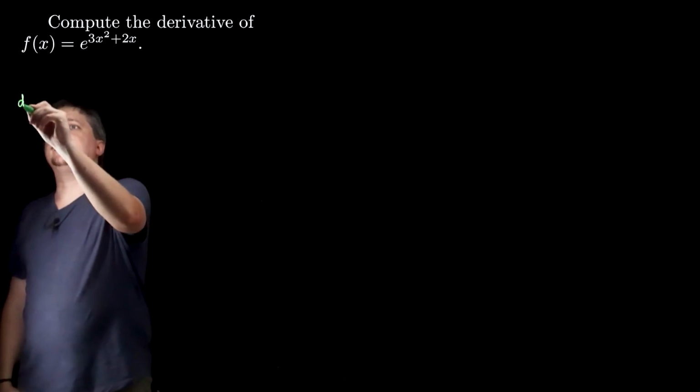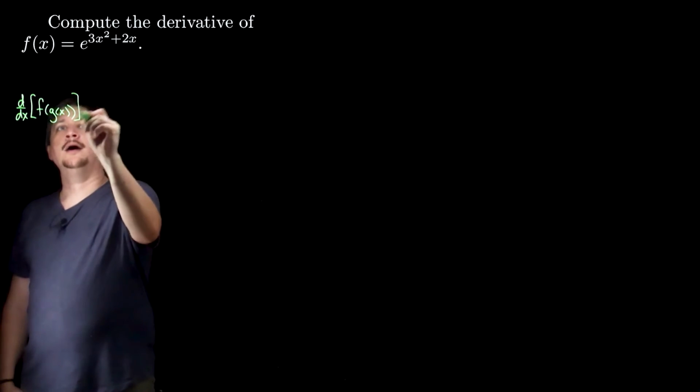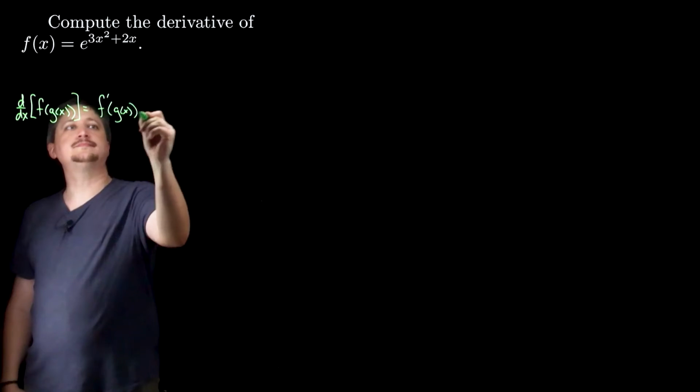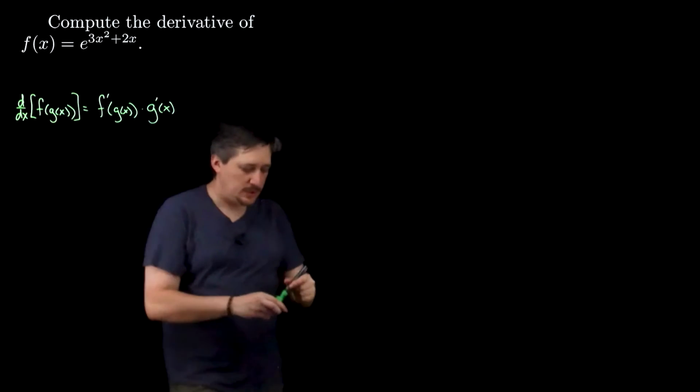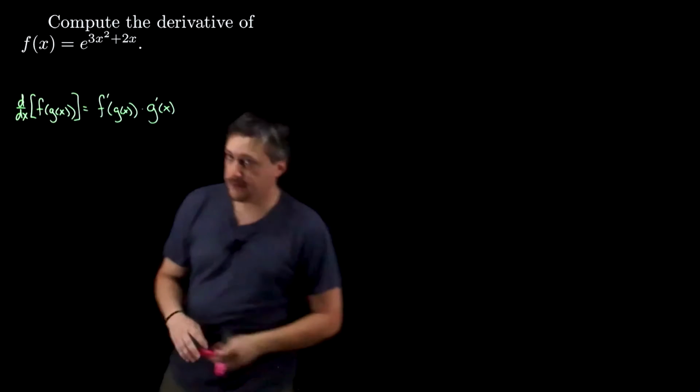Okay, so chain rule, right? That's saying if I'm taking the derivative of f of g of x, I'm going to get f prime of g of x times g prime of x. Okay, so I'm going to go ahead and do that for this one.